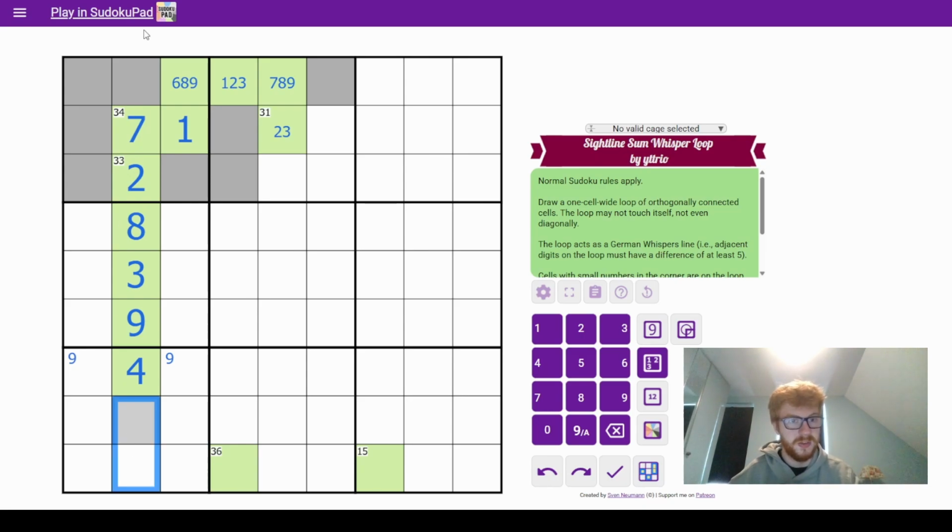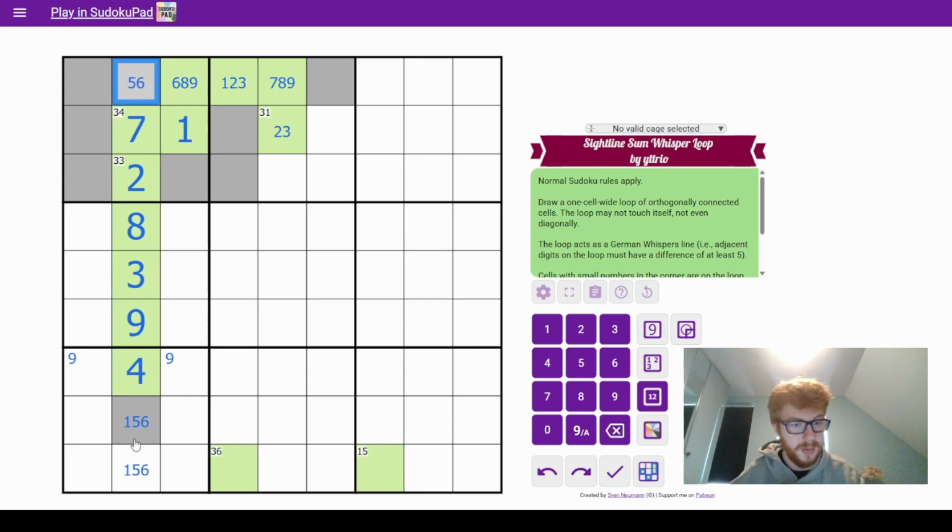Well, okay, so what digits am I missing here? It is 1, 5 obviously, and 6. So that's not a 1, so one of those is a 1.